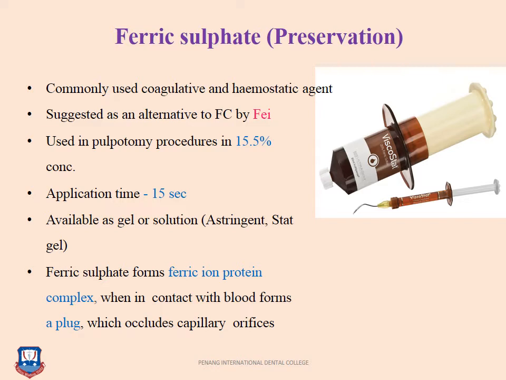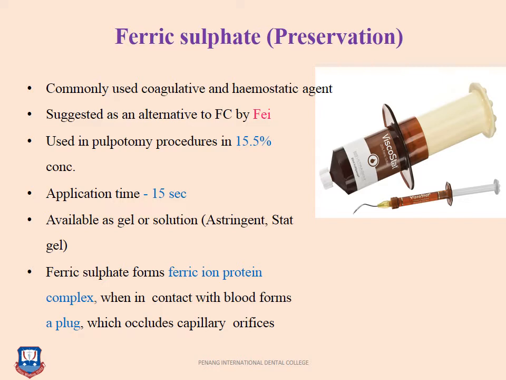So moving on to the preservation type. Under the classification of vital pulpotomy, we move on to the preservation. In preservation, we have ferric sulfate and glutaraldehyde. Ferric sulfate is the one which is most commonly used, and it's a coagulative hemostatic agent. It is used as an alternative to Formocresol by Fee. Fee was the person who used ferric sulfate instead of Formocresol, and he used it in pulpotomy in a concentration of 15.5%.